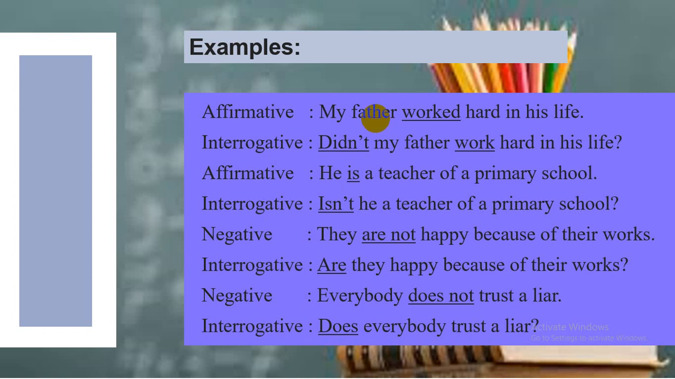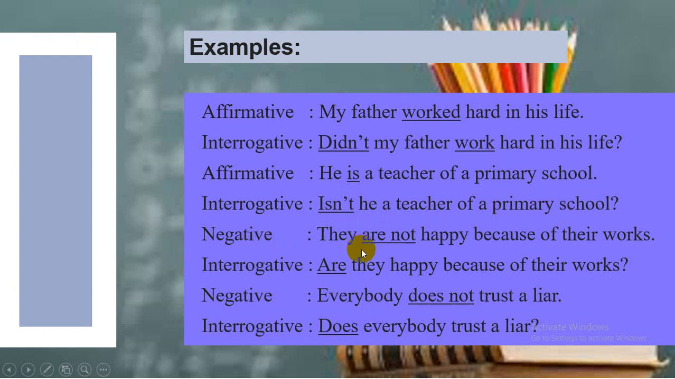So dear student, come to another example. Affirmative: He is a teacher of a primary school. Here goes the sentence, that is the affirmative sentence. So you have to make it negative interrogative. So the be verb will come first, attached with negative, it will be isn't. Isn't he a teacher of a primary school?